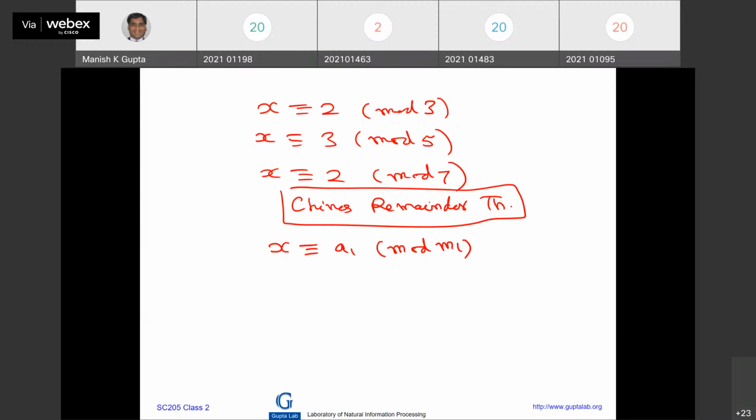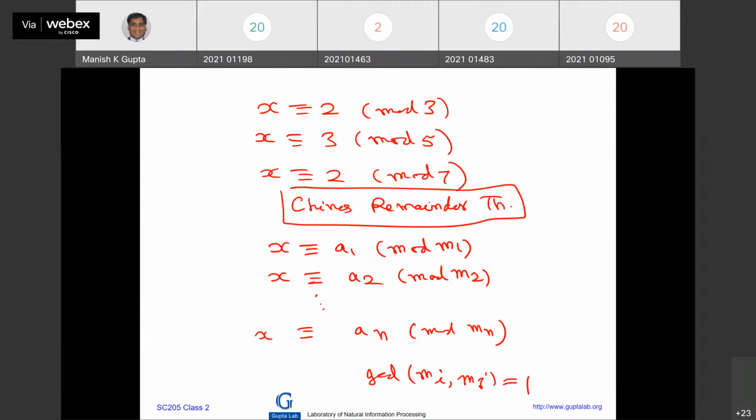First equation, x is congruent to a1 mod m1. Second equation, x is congruent to a2 mod m2, and so on. Last equation, x is congruent to an mod mn. There are n equations. How do we solve? We take the product of these mi's, m1, m2, m3, mn, right? And of course, the condition is given that GCD of mi and mj is 1. So this has a unique solution modulo m1, m2, mn.